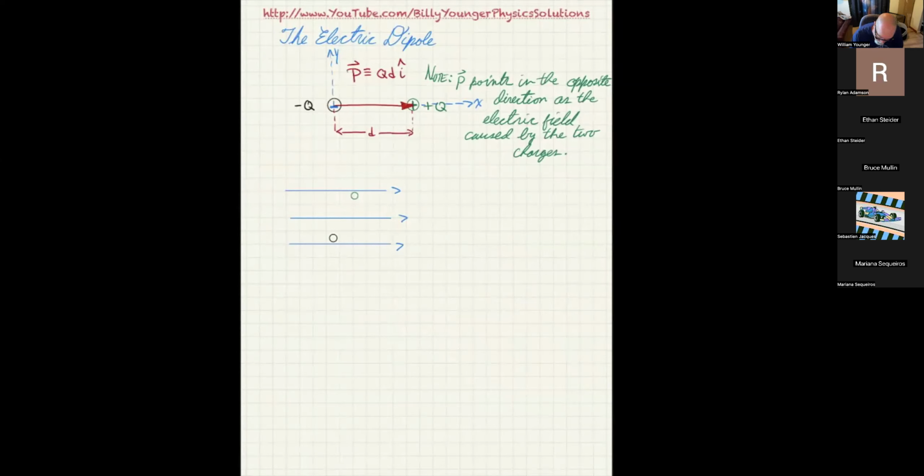Okay. So what that means, remember I said the formula, as you see written here, the formula for P, which is the symbol we use for the electric dipole, is the magnitude of the charge Q times d, the separation between them. And it's a vector quantity that points from the negative charge to the positive charge. Specifically, I said note that P points in the opposite direction as the electric field caused by the two charges. Notice if you actually had an electric field, it would point from the positive charge to the negative, and this points exactly the opposite direction. So that'll help you keep that straight.